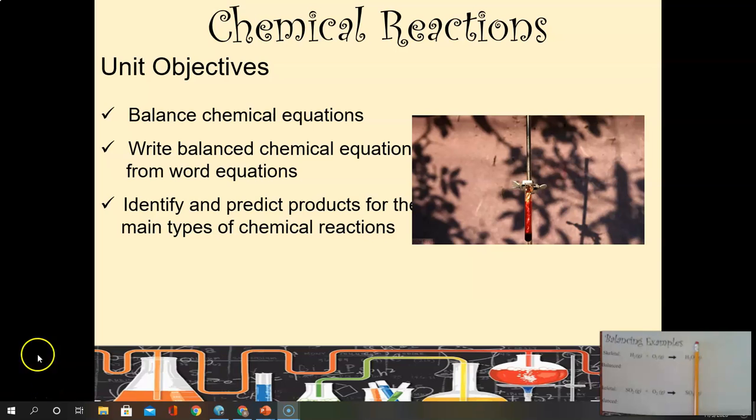So we're going to balance chemical equations, write balanced chemical equations from word equations. So it's kind of like the chemistry version of a math word problem. And we're going to identify and predict products for the main types of chemical reactions, which 5 types is what you'll learn, and we'll be able to predict products for those 5 types of chemical reactions.